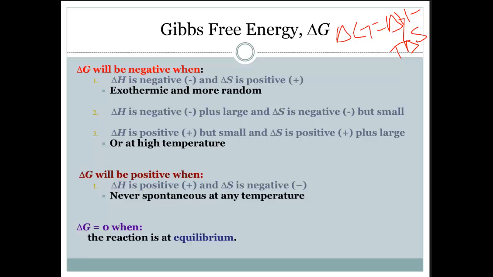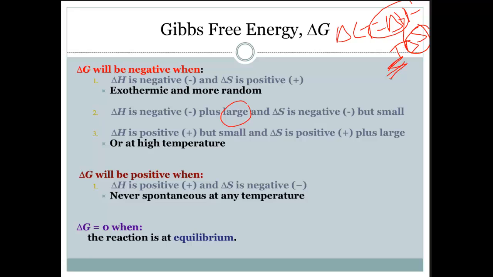If delta H is negative and delta S is positive, it's going to be minus and then minus. This means it's an exothermic reaction and it's more random. It's automatically going to be negative. If delta H is negative and very large, it overpowers a negative small delta S, meaning that it'll still be negative. If the delta H is positive and very small, then the delta S needs to be positive and very large for it to still be negative, which means that it'll occur, or if it's at a very high temperature, because then if delta S is positive and the T is very big, it'll overpower it.